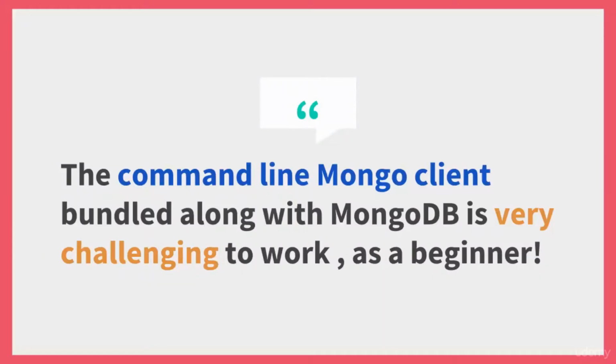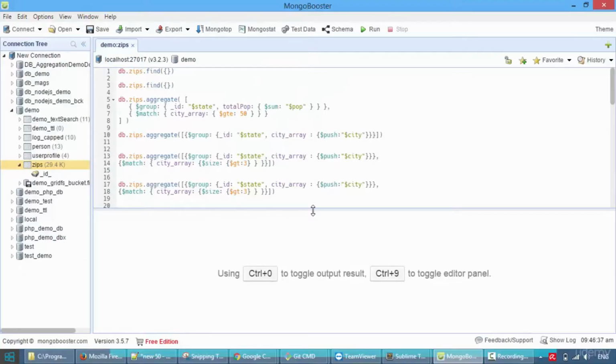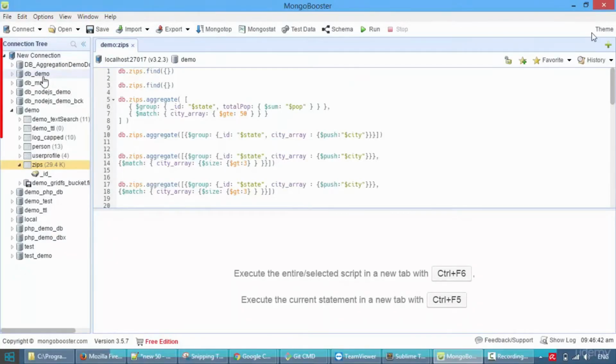There are many good clients available for MongoDB because the command line provided by the MongoDB team is not enough. It takes quite a lot of effort to work with the command line. So I basically recommend you to use a very good client. I'm using Mongo Booster, which has IntelliSense support. I'm in the Mongo Booster client. You can see here I'm connected to MongoDB. I have the collections listed. I have the documents here.